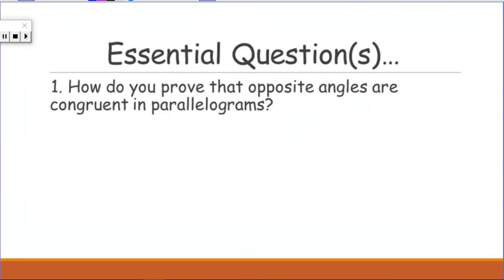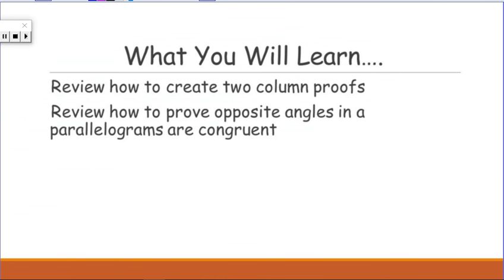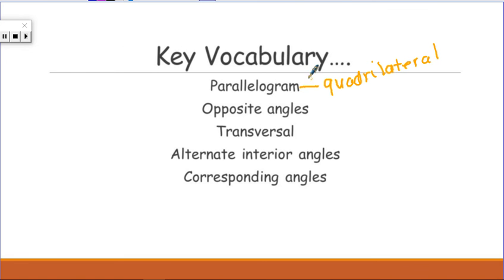Alright, so we are going to talk about day 4, parallelograms. And today we're just going to talk about proving that opposite angles in parallelograms are congruent. A parallelogram is a quadrilateral. It has 4 sides. And it looks something like this.